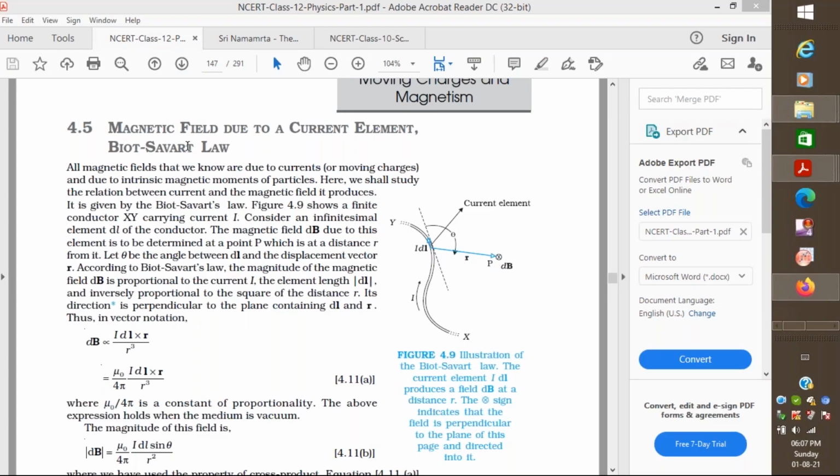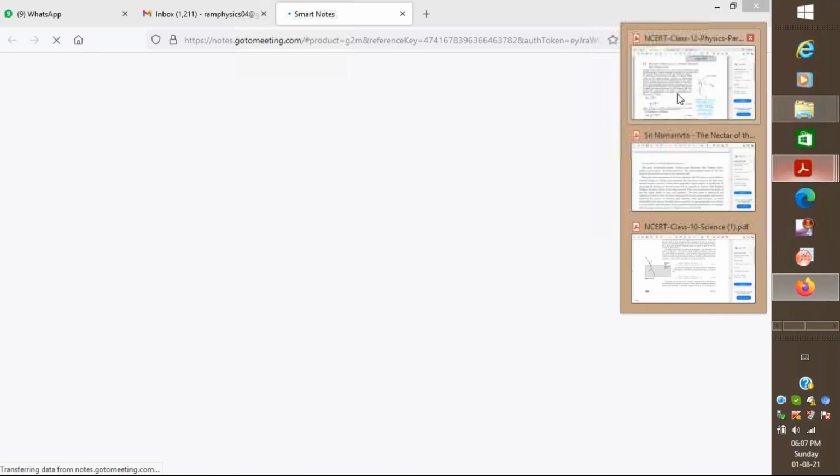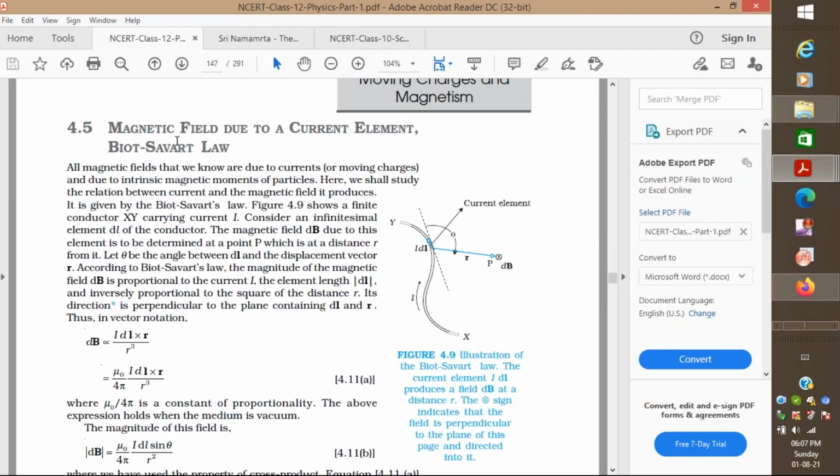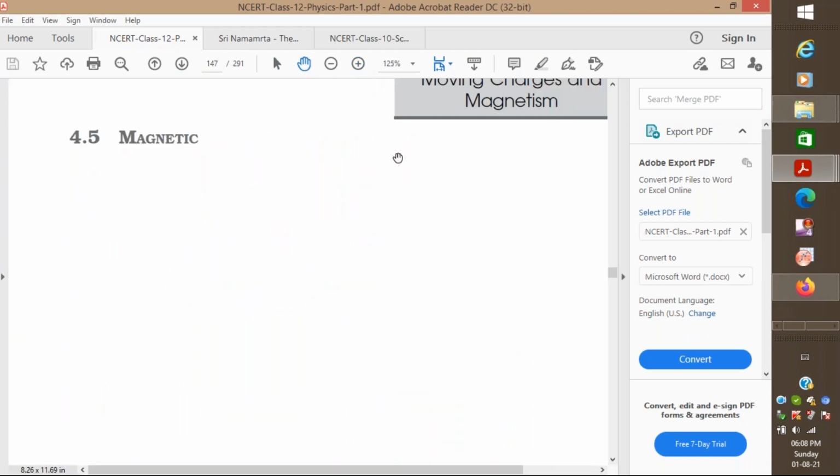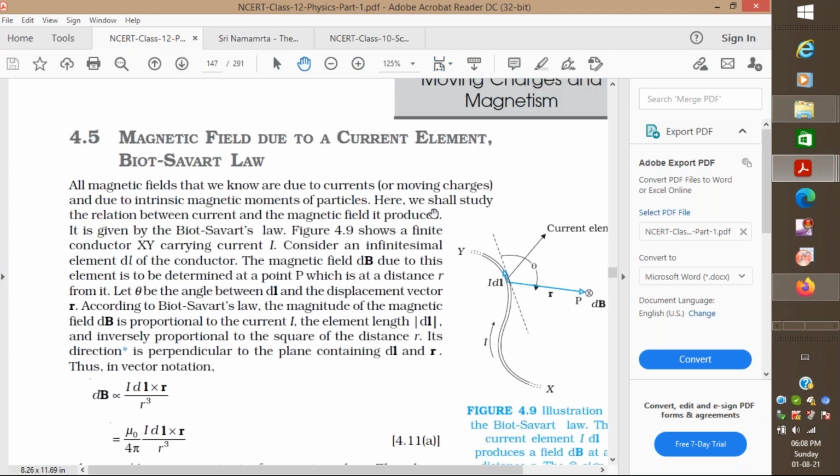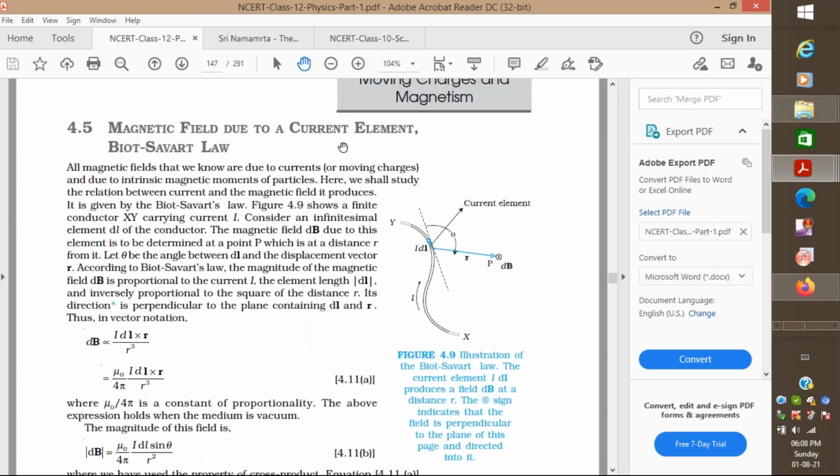Okay, so as you can see from here, today we'll be learning about the magnetic field due to a current element. We'll learn what a current element is and how to calculate the magnetic field for a given current element, and that is done by the use of Biot-Savart's law.